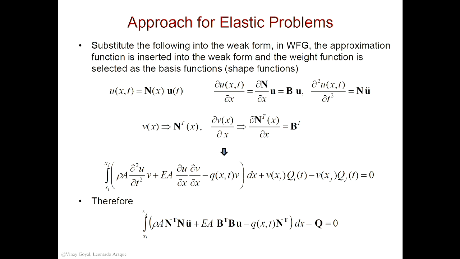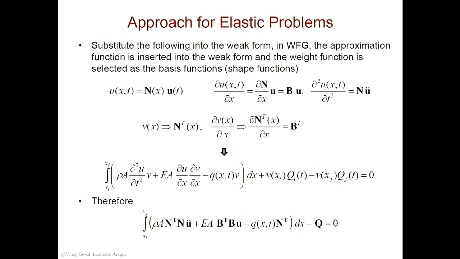All right, so for that, I have N u double dot, so that's what you see there, okay? For v, I'll make it N transpose. For the derivative of u with respect to x, I have B u, and for the derivative of v with respect to x, I have B transpose, okay? Then I have q times v. v is N transpose. And then I have my vector of forces, q bold.